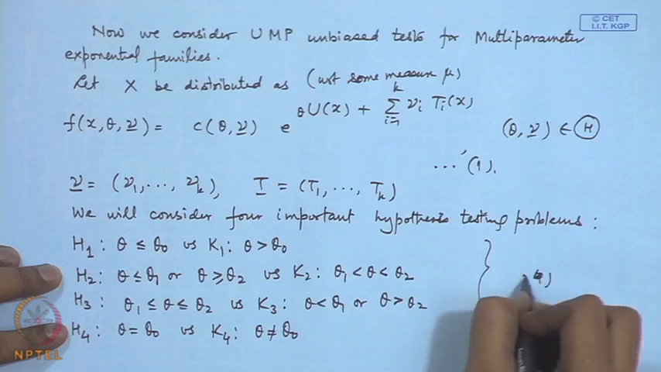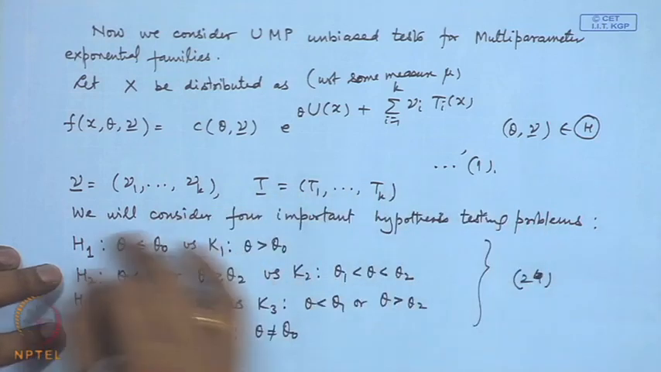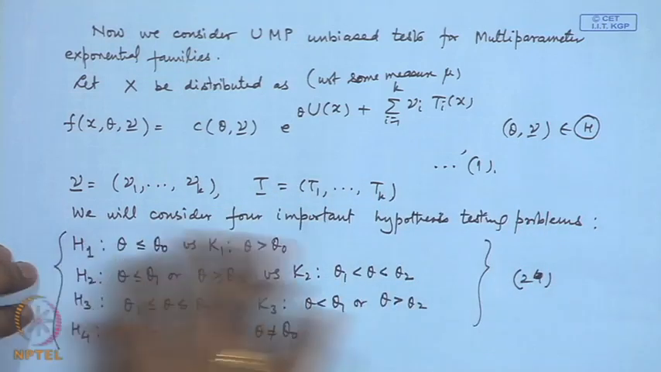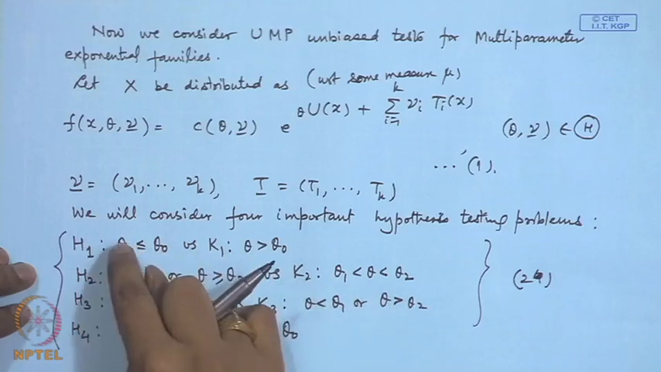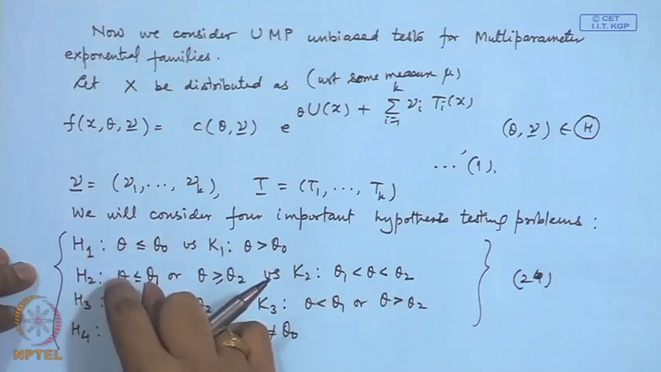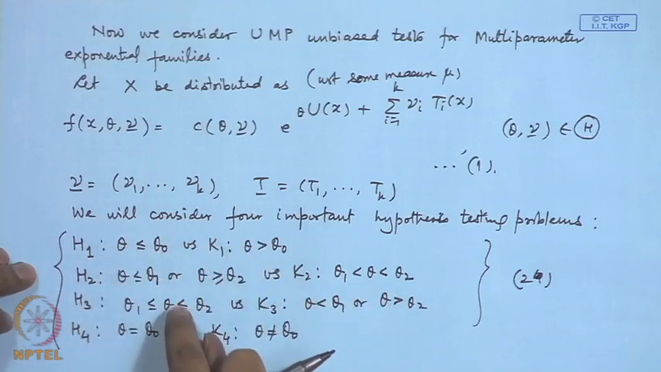Let me give reference to all these 4 important types of hypothesis. In the case of one parameter exponential family, we have shown that UMP tests exist for H1 and H2, and UMP unbiased tests exist for H3 and H4.